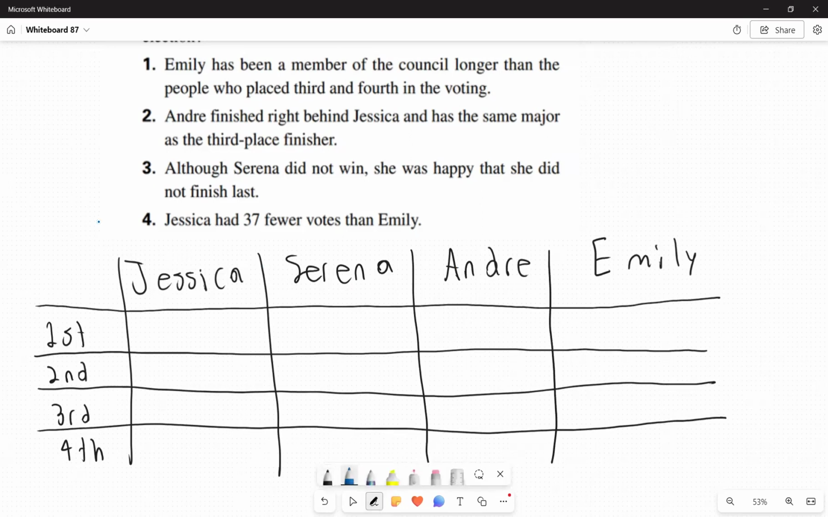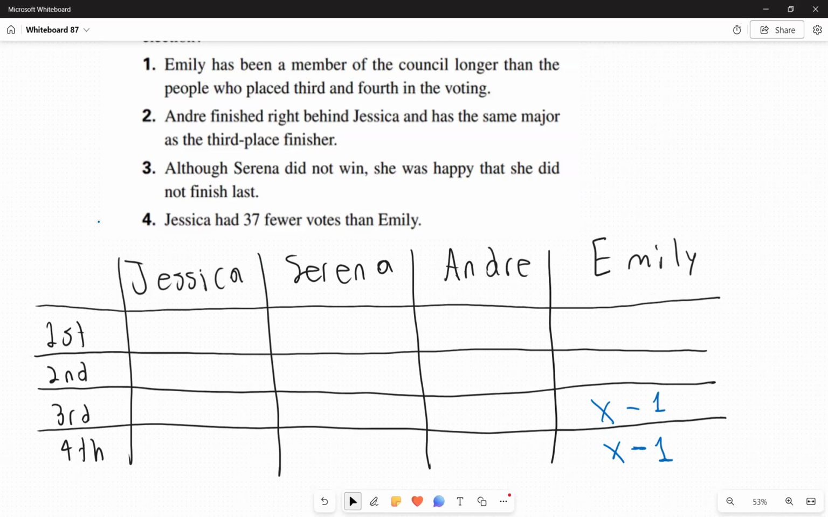Okay, the first clue is that Jessica has been a member of the council longer than the people who placed third and fourth in the voting. So from that clue, we know that Emily is not third or fourth. So we are going to cross it. We're going to write an X and indicate the first clue.